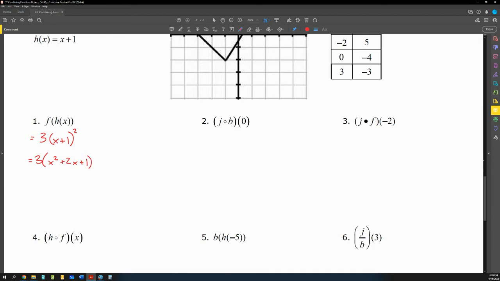Careful, that's a perfect square trinomial. Remember that middle term, 2x. And then distributing that 3, we get 3x squared plus 6x plus 3. And that's our answer.